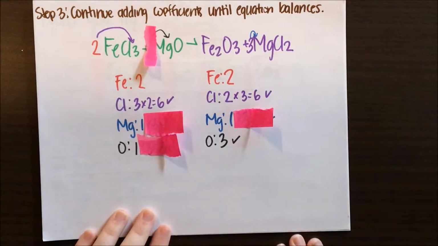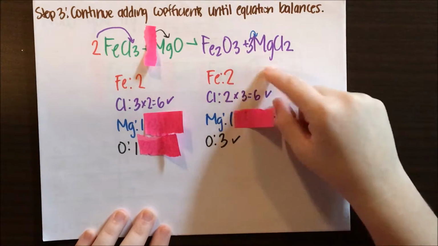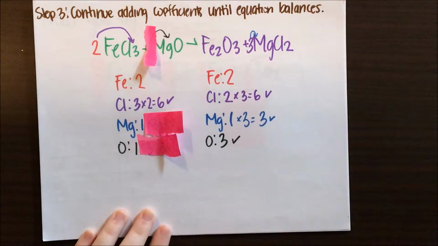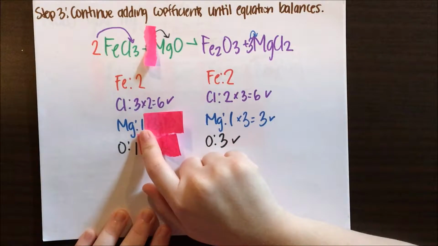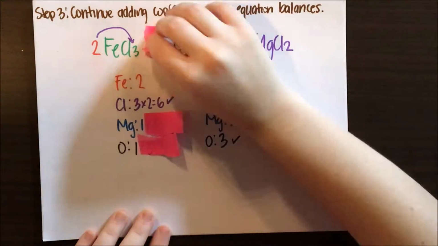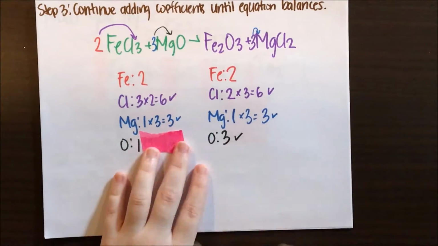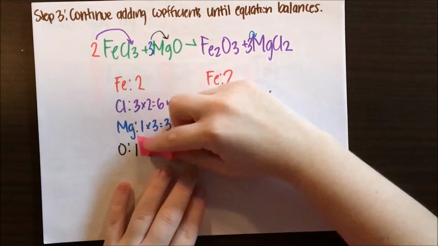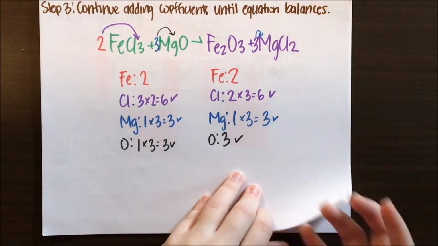So now our magnesium has a 3 in front of it, so we have to apply it there. So we have 3 on the right, we need 3 magnesium on the left, so we multiply that by a coefficient of 3, which gives us 3. And now our oxygen is also balanced because of that 3 in front of magnesium oxide.